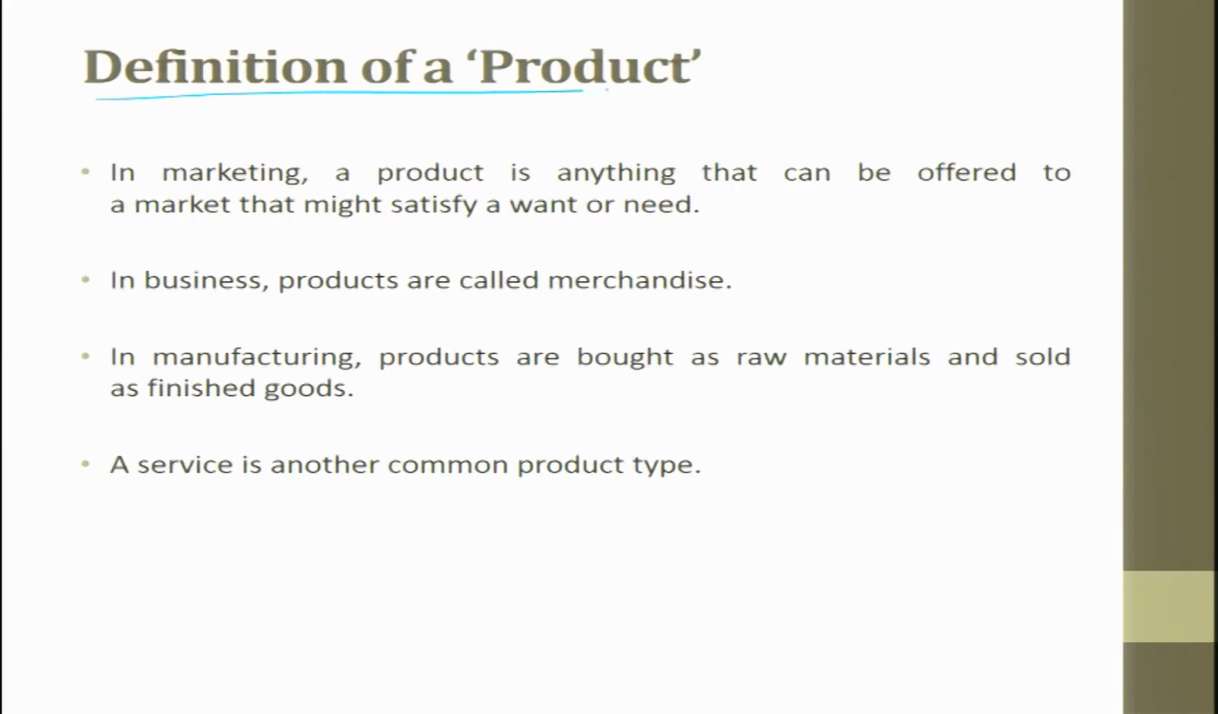So, finally, when we go into the definition of a product, in marketing, a product is anything that can be offered to a market that might satisfy a want or a need. That means to say a customer. Please understand, business models also can be used as a product according to this. In business, products are called merchandise. In manufacturing, products are brought in as raw material and sold as finished goods. Look at it, each industry has its own definition. A service is another common product type. So, you look at it, there are 4 definitions which, according to their industry, they give.